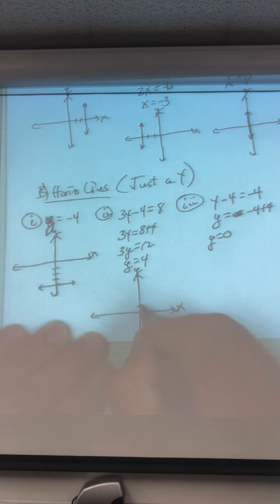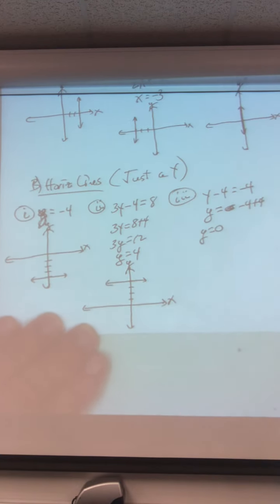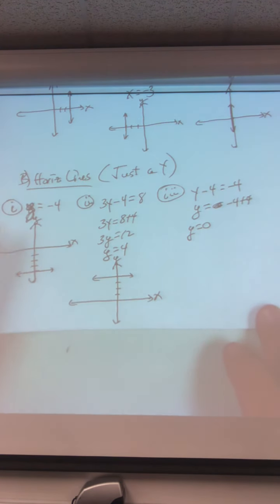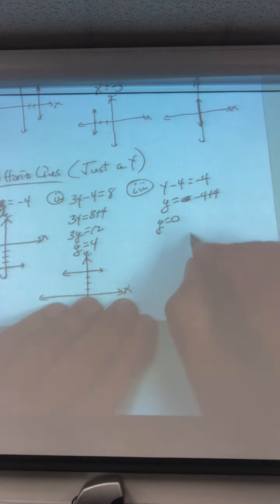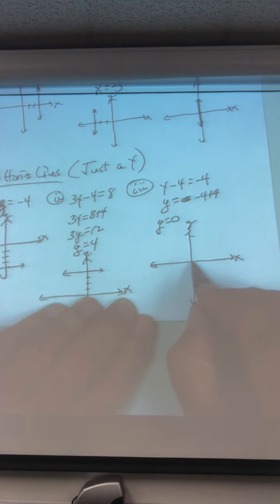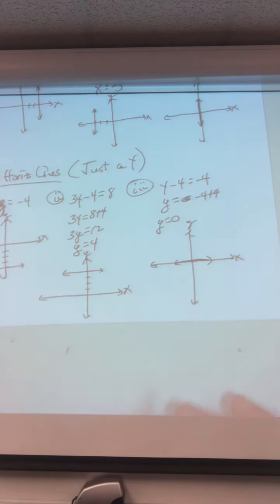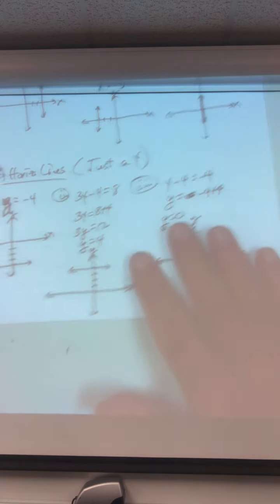So go up to where y is 4 and draw a horizontal line. And then y equals 0 is a horizontal line because it has just a y, through the origin. So y equals 0 lies where? On top of the x-axis.